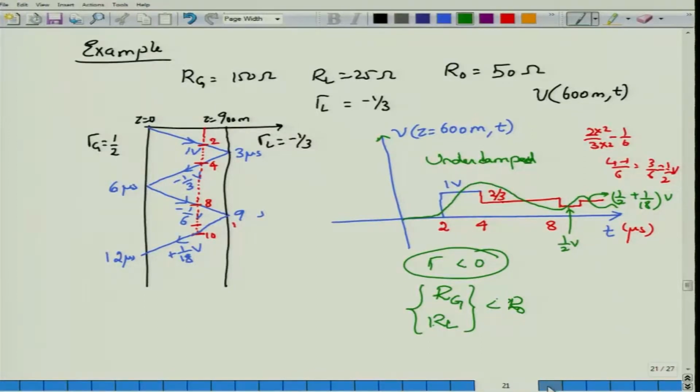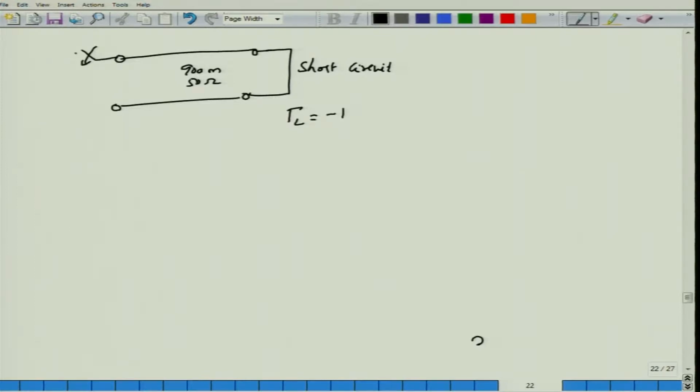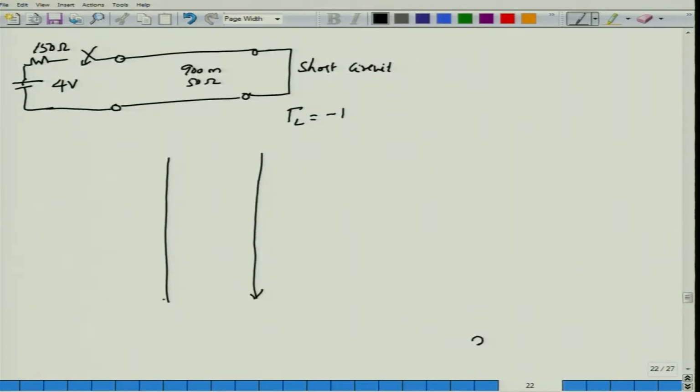As a final example, let us consider the propagation in the same situation of a transient, but this time we short circuit the load. So clearly short circuiting the load will give me gamma L of minus 1. I keep all the other parameters to be the same. So I still have a 900 meter 50 ohm characteristic impedance transmission line connected to a generator of 150 ohm impedance and a step voltage, or a battery voltage, of 4 volt. So I will not completely solve this one, I will just write down the lattice diagram. I hope you will be able to follow this.